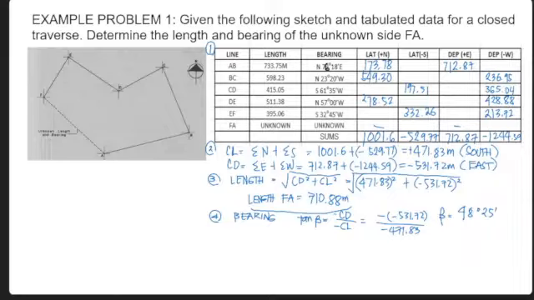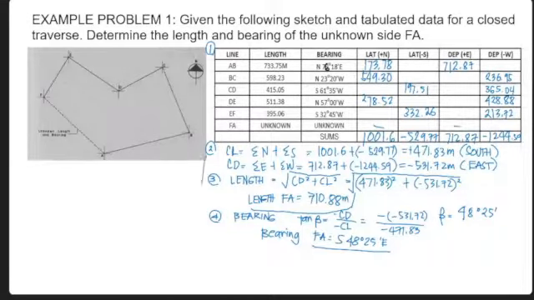Okay. So, what is our bearing? Our bearing here of FA is south 48 degrees 25 minutes east. So that is our answer for the length and bearing of line FA.